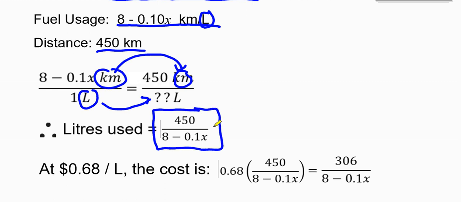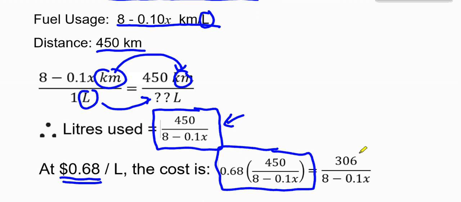And obviously, there's an x in it, so it's hard to say, oh, you need 450 divided by 8 minus 0.1x. That's confusing, but that looks good. That's how many liters of gas I need for this trip. And because it's 68 cents per liter, I can multiply that by 68 cents, and that leaves me with this little expression.